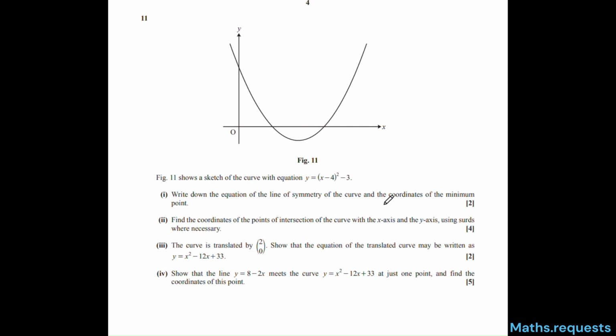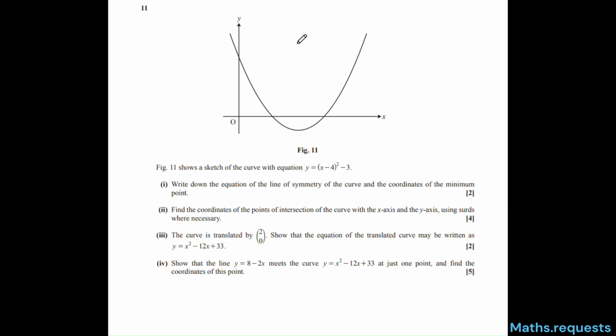Okay, so write down the equation of the line of symmetry of the curve and the coordinates of the minimum point. Because it's an x squared graph, the line of symmetry is going to be the vertical line that splits this x squared graph in half. The equation is y equals (x minus 4) squared minus 3. So this is just an x squared graph that has been translated 4 in the positive x direction and 3 in the negative y direction. Therefore this point here must be (4, minus 3). So that is your minimum point.